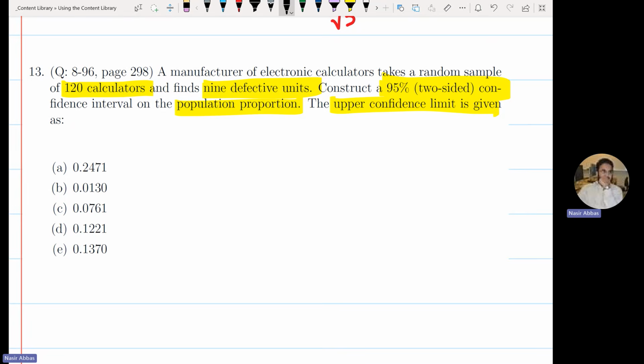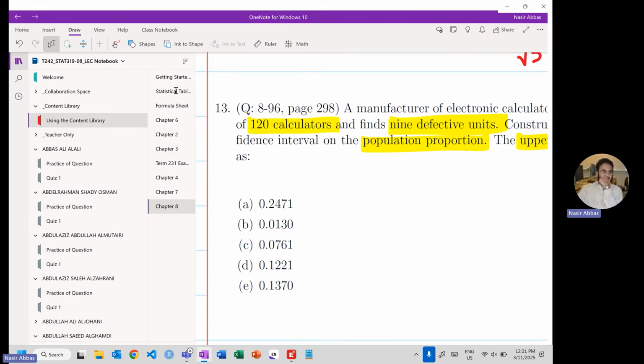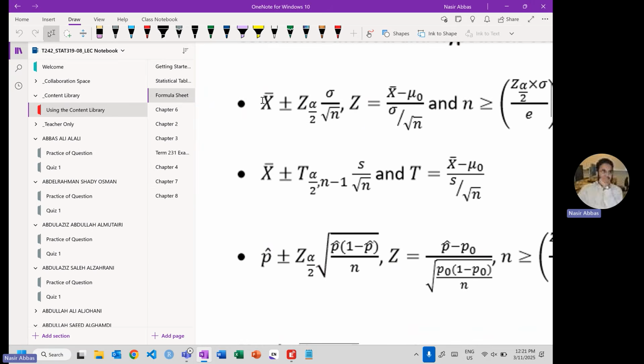So here you are required to construct a 95% confidence interval for the population proportion. Here is what is going to be given to you in the formula sheet. This is a confidence interval for population proportion: P hat plus minus a critical value times the standard error. What is this P hat? It's the sample proportion, the proportion of successes from the sample. It is given to you that the sample size is 120 and the number of successes was what?